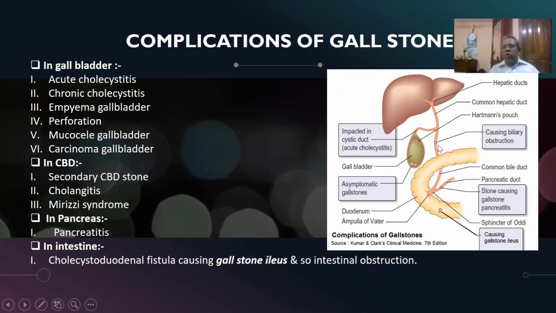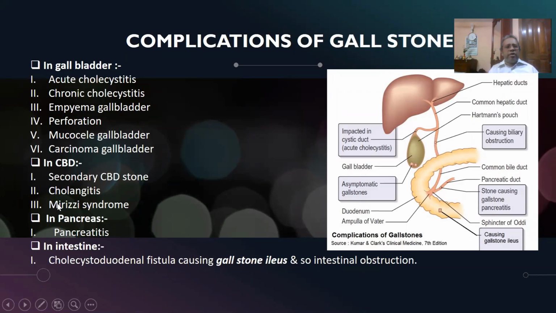Whenever the stone is formed within the common bile duct, it is called the primary common bile duct stone. If the stone migrated from the gallbladder due to other causes, it is not formed there, then it is called a secondary CBD stone. The effect of a secondary CBD stone is that it causes stasis, and that stasis causes infection. So there is cholangitis.